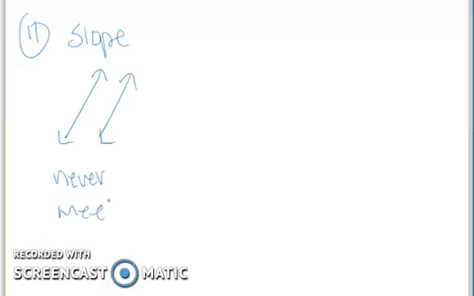Okay? So if it's the same, we've got to be careful. Or if it's the same slope, it might be the exact same line. And in fact, if that was true, they would always meet. So slope is the way we do that. We want to check for slope.